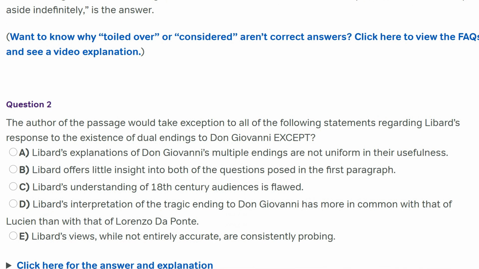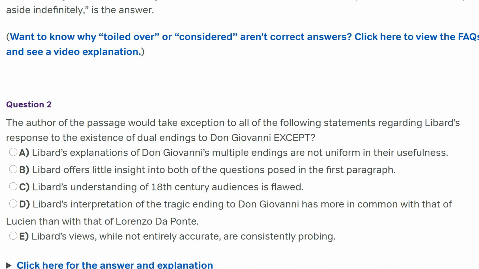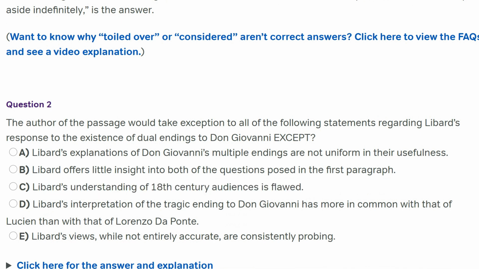But let's keep reading. Leibard offers little insight into both of the questions posed in the first. That's too insulting. To say he offers little insight? No, because he gave one reasonable explanation. Leibard's understanding of the 18th century audience is flawed. That's way too broad. We're not talking about all audiences of the 18th century, so we can easily eliminate that.